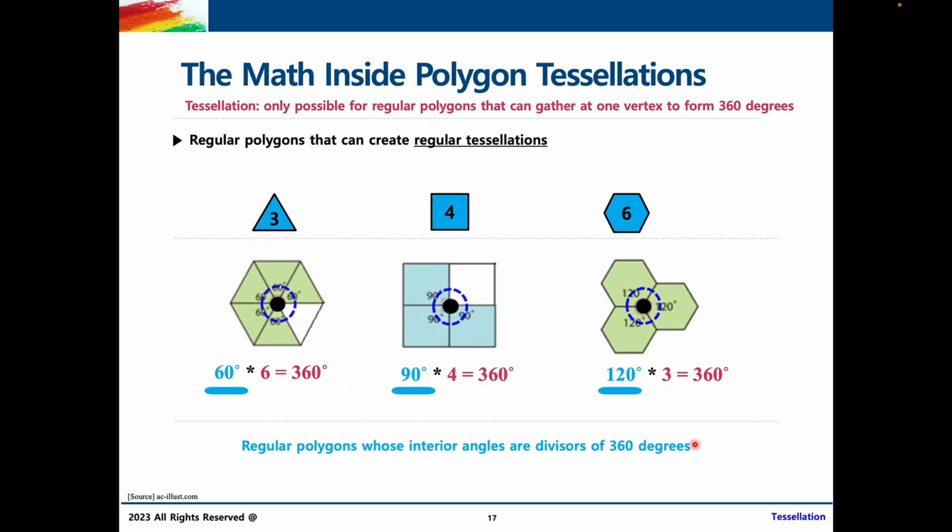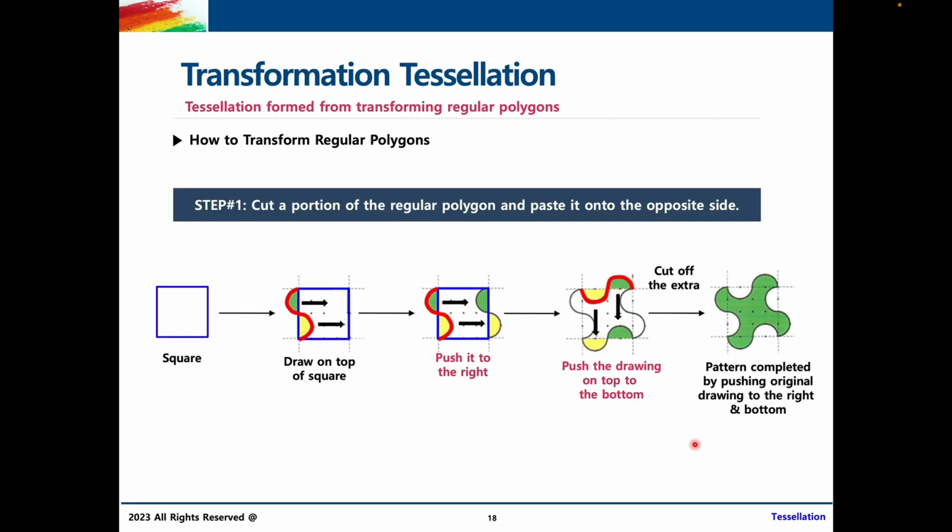The equilateral triangle, square, and hexagon can make regular tessellations because their interior angles are divisors of 360 degrees, meaning they divide 360 evenly. However, the problem with the pentagon and octagon is that their interior angles are not even divisors of 360.